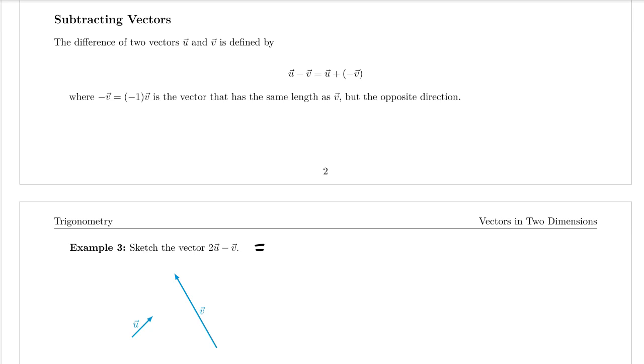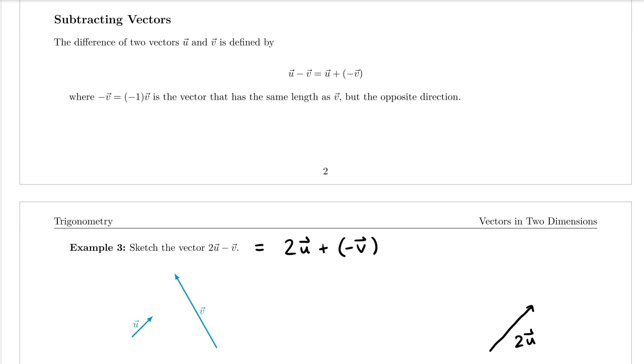And remember, if it helps you, we could rewrite this as 2 times vector u plus negative vector v, like that. So what I want to do is take vector u and double it. So I'm going to move over here. I'm going to double vector u and say it looks about there. So this is 2 times the vector u. And then for vector v, we're not going to change the length, but we're going to change the direction. So it goes in the opposite direction. Essentially, we're having it go 180 degrees the other way.